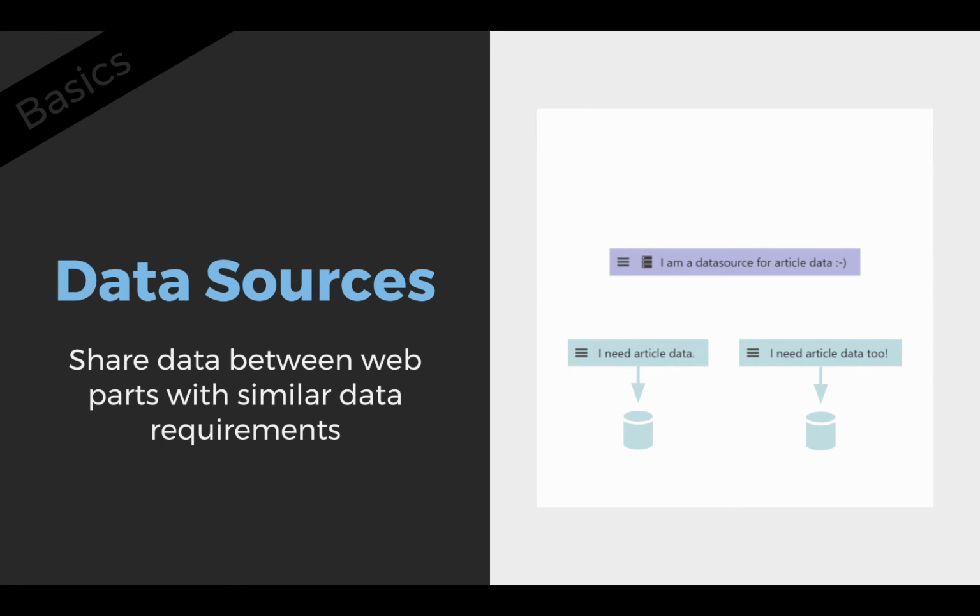So here we have a special type of web part, which is called a data source web part. And you can see that it also is asking for article data as well. Now, with the data source web part on the page, we can actually point the other two web parts to this data source, and they will get their data from the data source web part. So you can see here that we've got our three web parts, but we only have one SQL call. Let's go check this out in action.